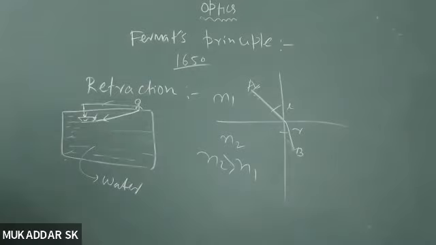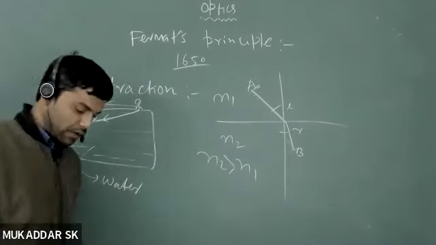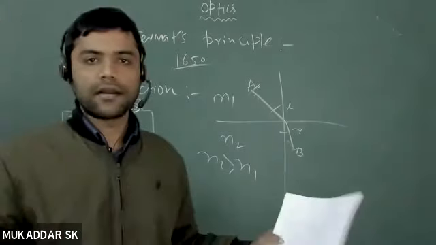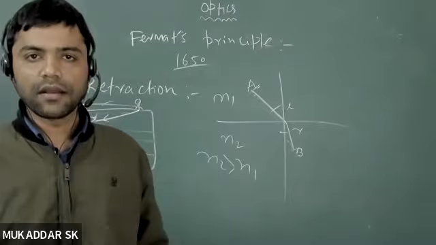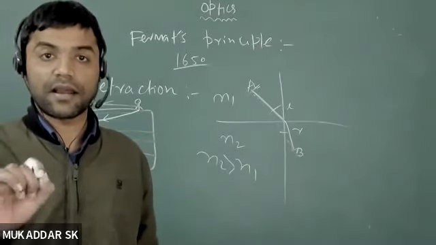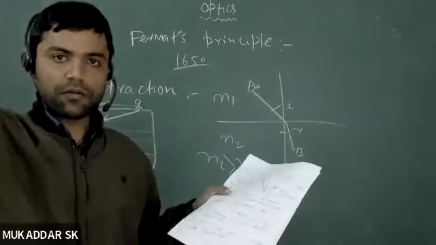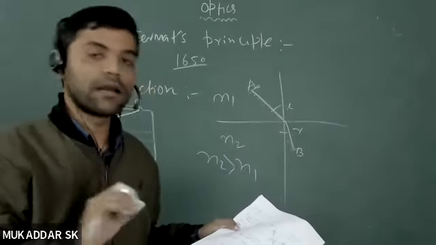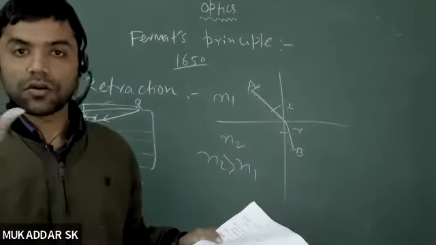Yes, sir. So light actually will not follow this. These are a kind of rough example. So what I'm trying to say, light will not follow a straight line. It will take that path at which it will take least time. From point A to B, it will follow only that path. In that path, it will take least time, not shortest distance.